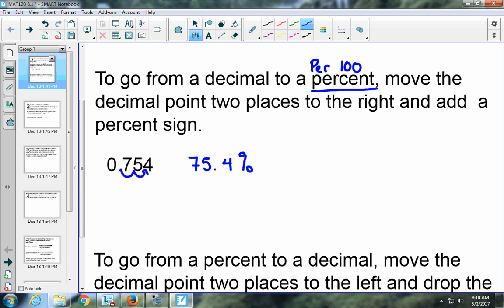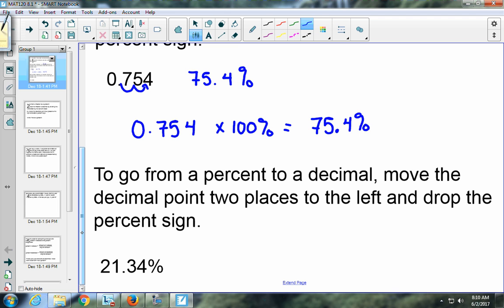So if you don't like that shortcut of bumping it 2 places to the right, what you can do is think of taking that decimal number and multiplying it by 100% to convert it into a percent. And if you do that, you'll still get your 75.4%.